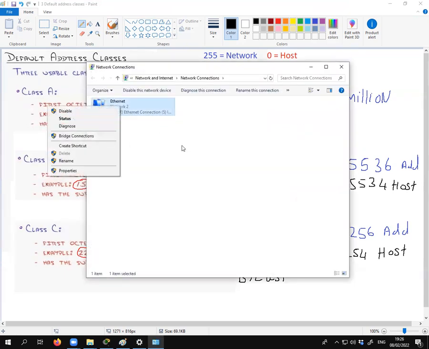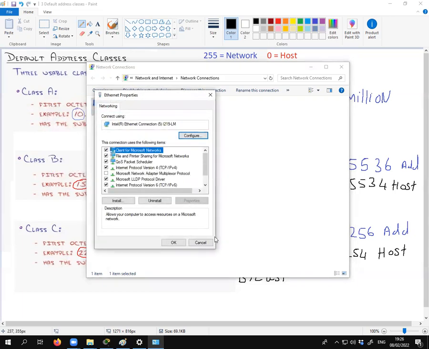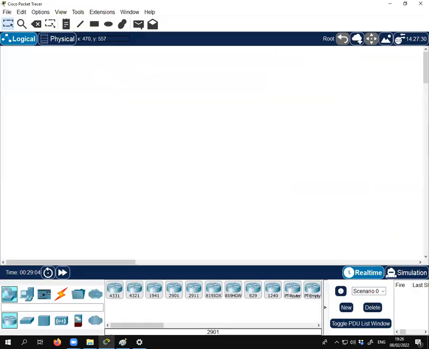If I wanted to change it in here, I better not, because I don't even have wireless. I won't do it on the PC here because my Zoom call will go and I'll kick everyone off. Let me just do it on Packet Tracer.